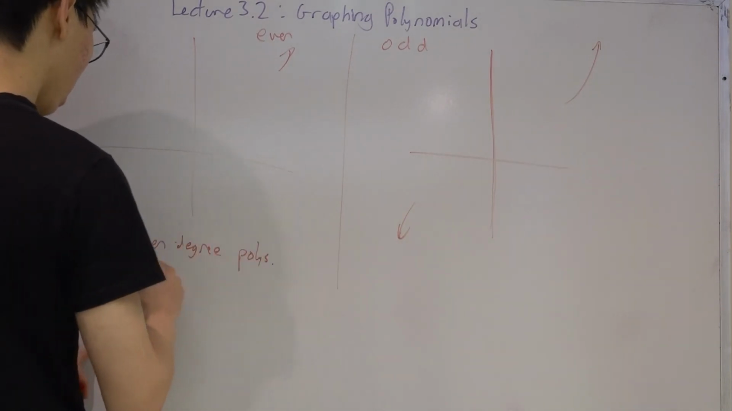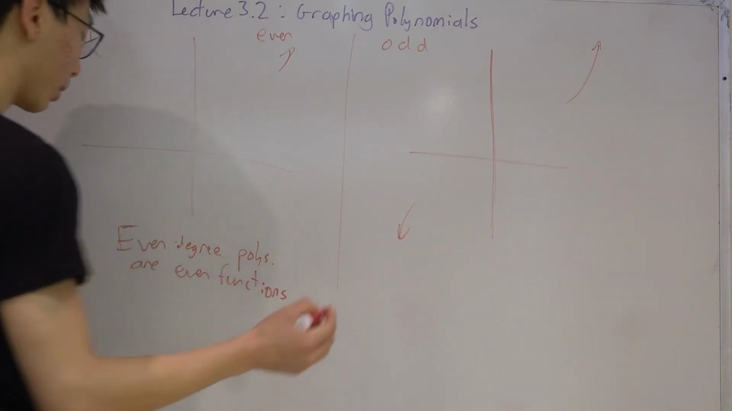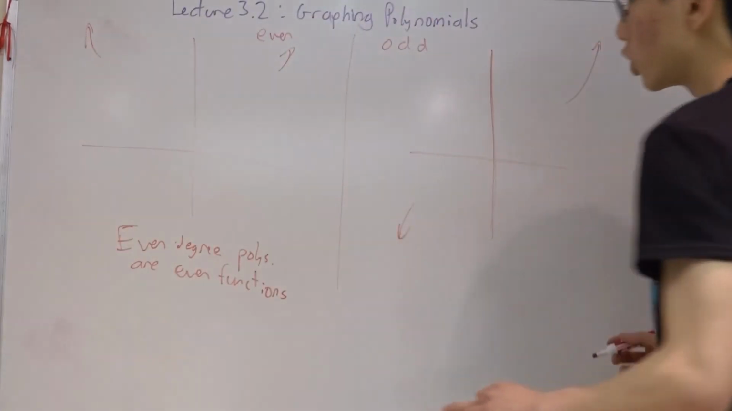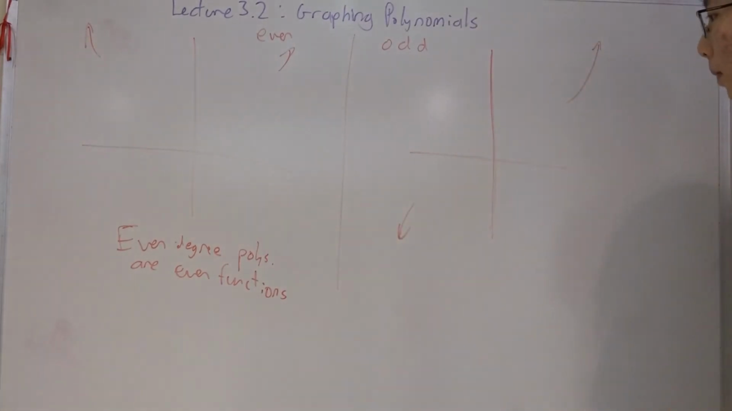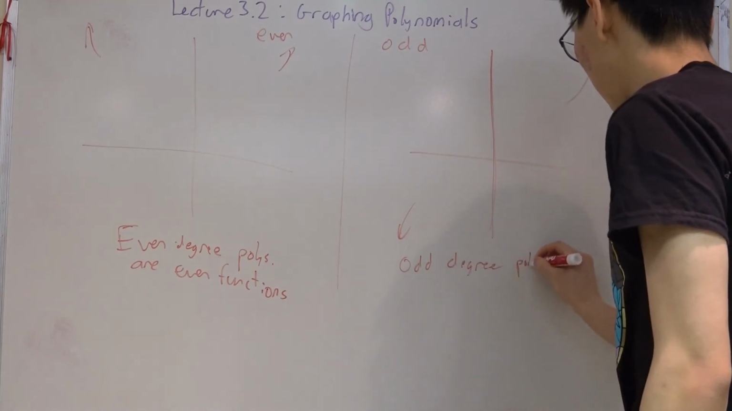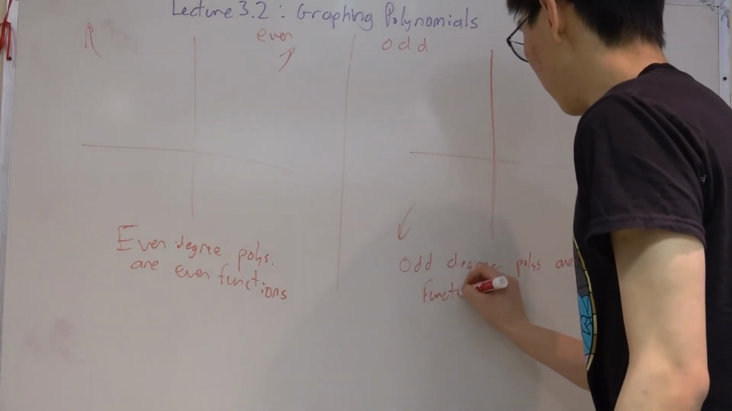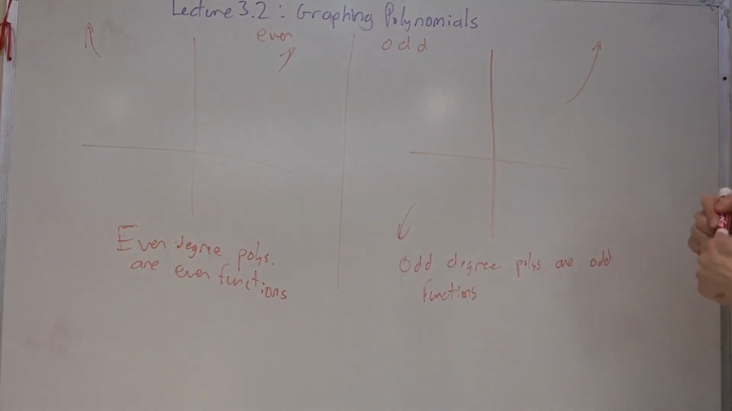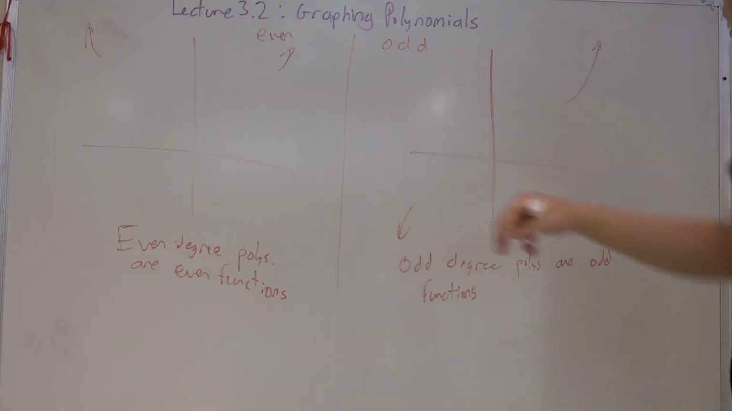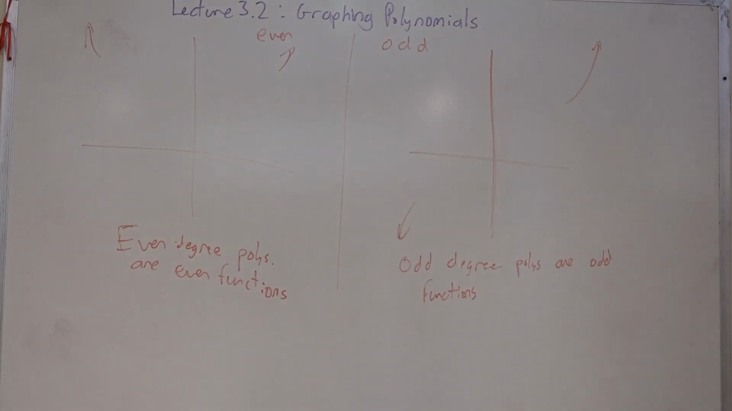polys are even functions. So recall from the first unit that an even function is symmetric about the y-axis, whereas odd degree polys are odd functions, which means that if you reflect them once and then twice, they are the same thing. Okay? Or you can think about it as if you rotate it 180 degrees, it's the same thing. Okay? So just remember that from the first unit.